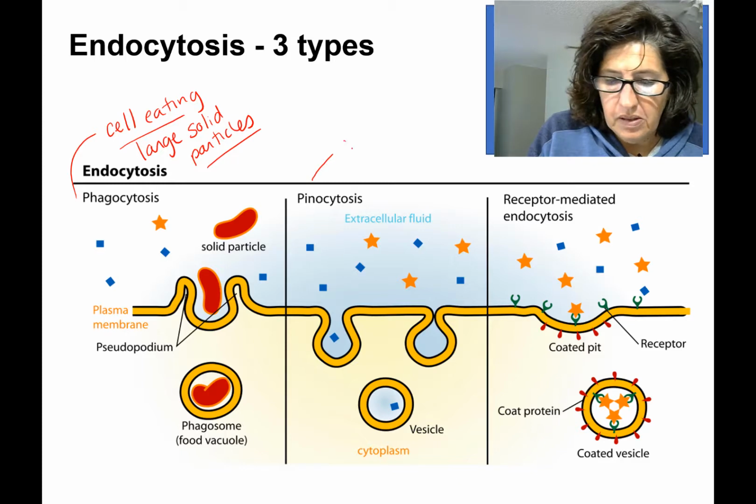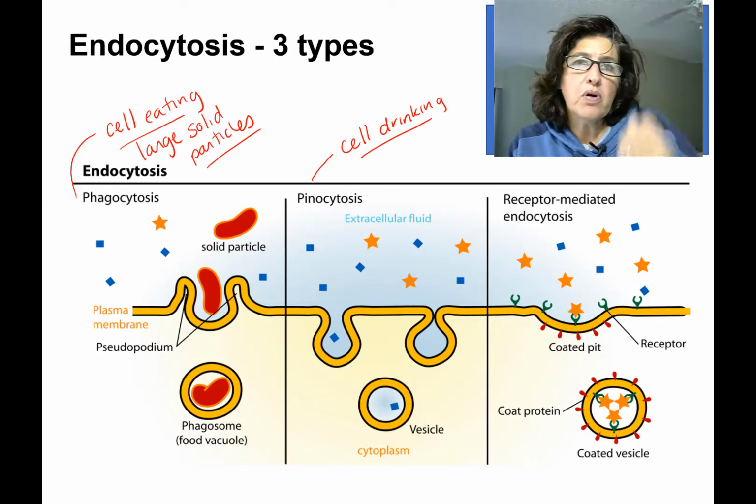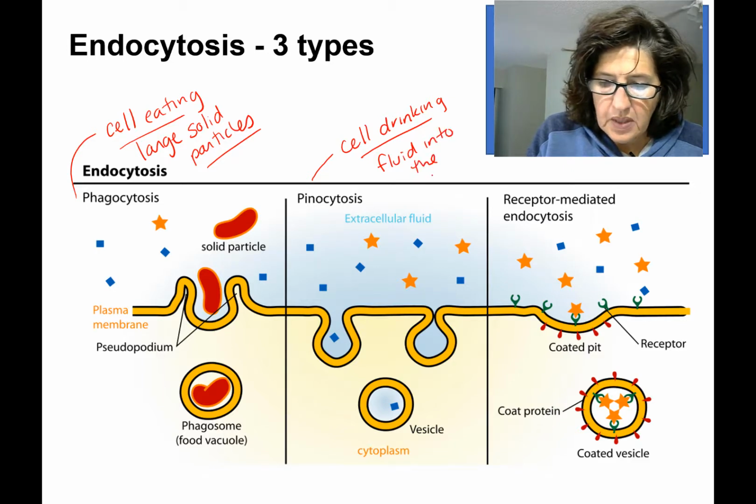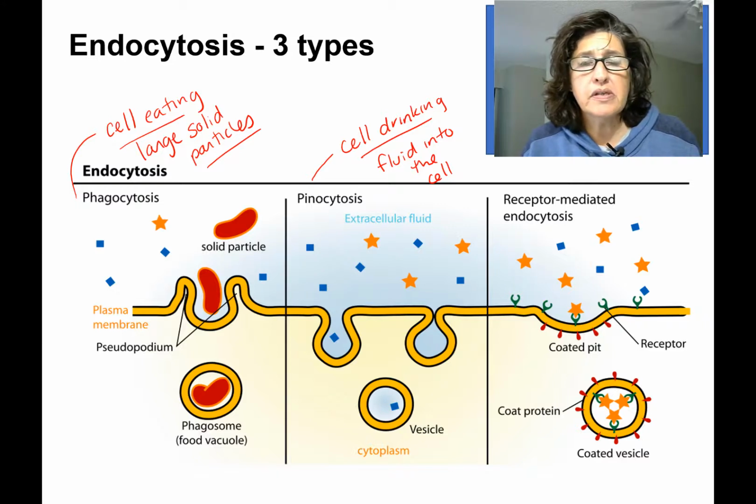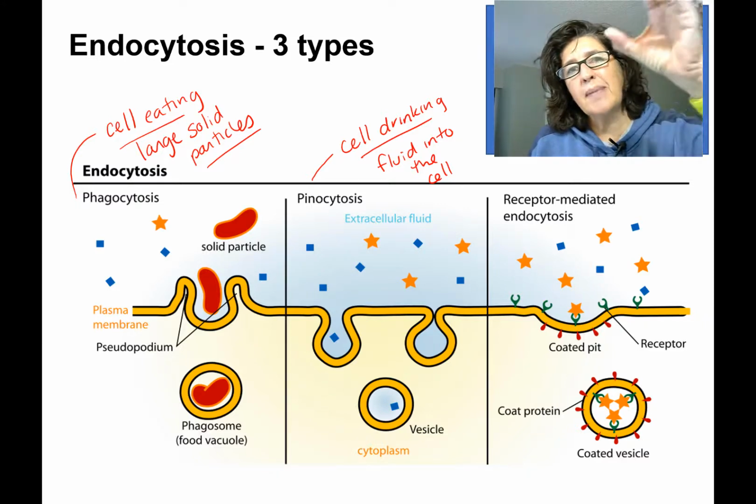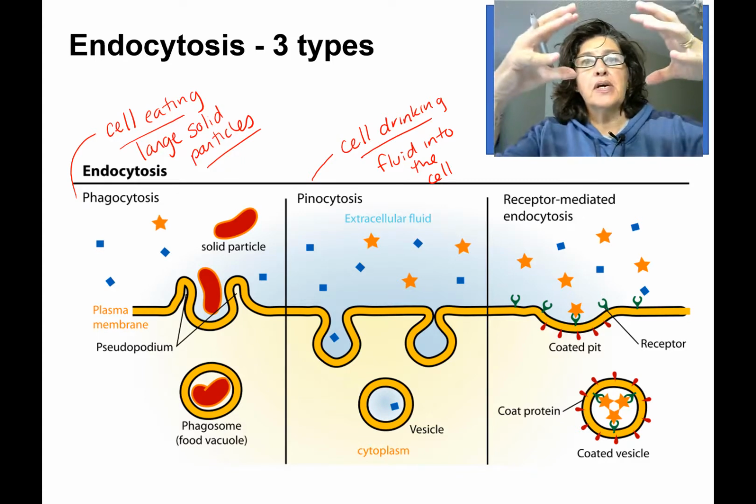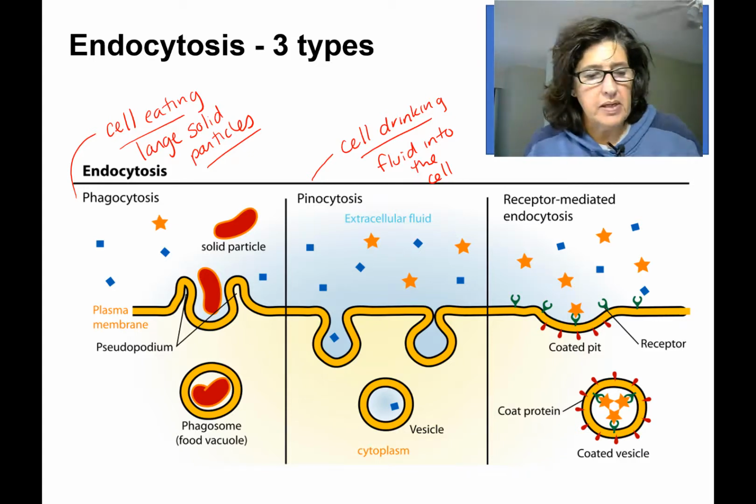Pinocytosis means cell drinking. So it is bulk transport of lots of fluid into the cell. And yes, there's going to be other dissolved molecules in that fluid, but it's not like it's grabbing one molecule and bringing it in like phagocytosis. It's taking a big gulp of the outside environment, again wrapping the membrane around the outside environment and bringing it in.